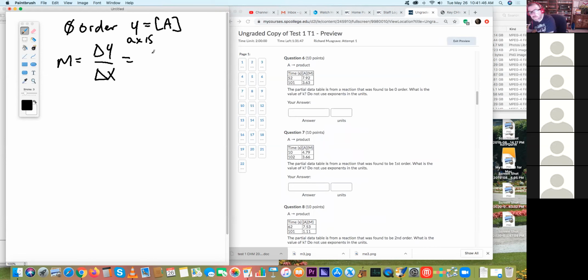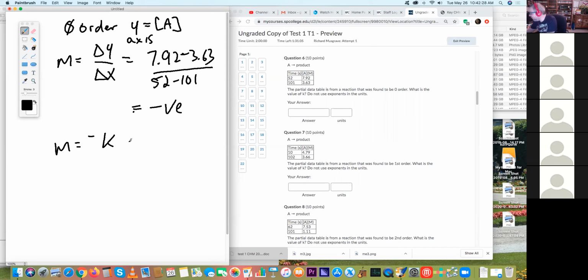It's just going to be 7.92 minus 3.63 divided by the change in X, which is going to be 52 minus 101. Now I can switch those around as well. I could make it 3.63 minus 7.92 over 101 minus 52. It's still going to give me the same result. That's going to be the M value, which is going to be negative, by the way. It's going to be a negative value. And K will end up being positive because M is equal to negative K, which makes the K value positive.